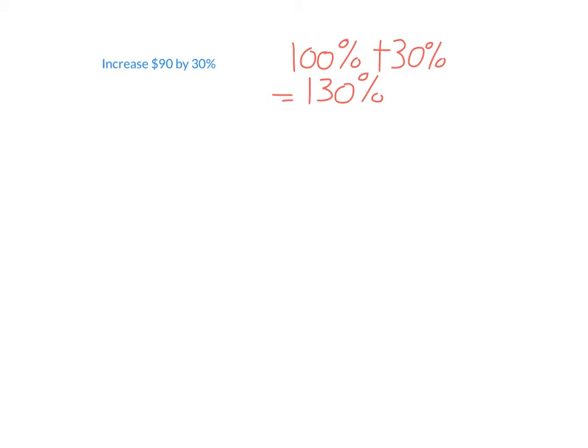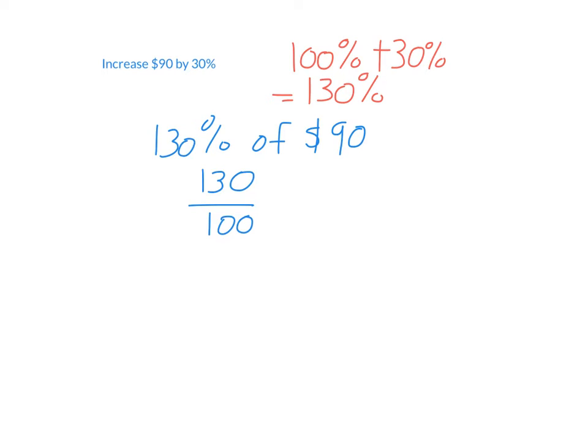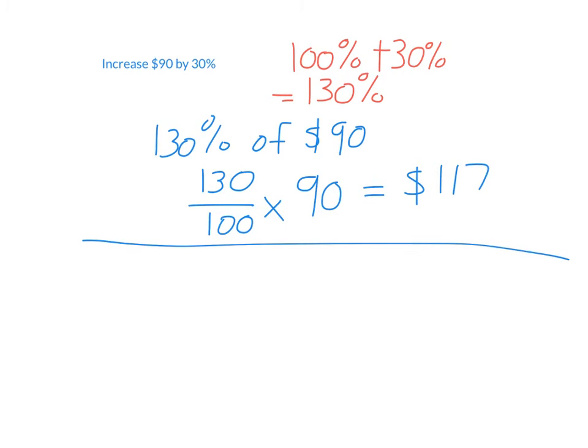So to find 130% of 90, we're not going to do that any different to the question that we just did. So we're going to follow the two steps. Firstly, convert the percentage to a fraction or a decimal. So again, I'm going to go with a fraction and then times it by the quantity. So you can use your calculator for this and you should get $117, okay?